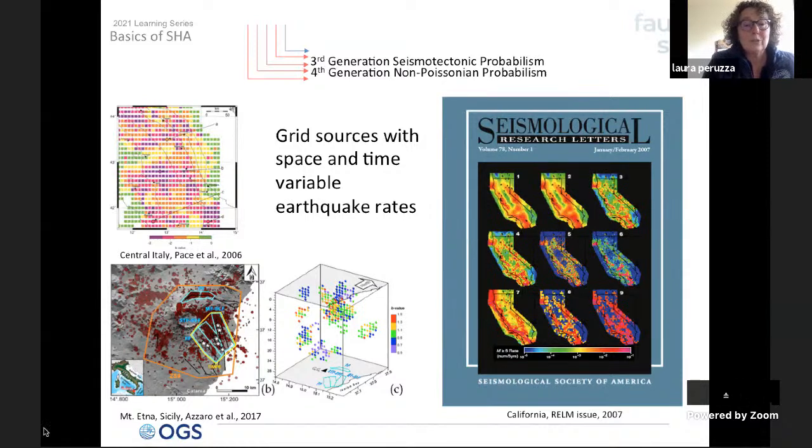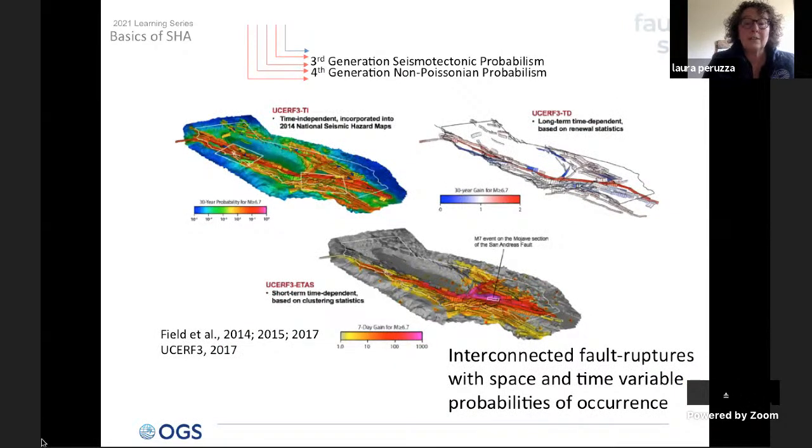For example, grid sources that have spatially variable earthquake rates to account for the situation at different scales. Two examples from Italy and a full issue for California. We can model interconnected fault ruptures that have variable probabilities of occurrence in space and in time. And this is the output of the UCERF3 model for California, where the traditional time-independent model can be accompanied by time-dependent models or models depending on clustering statistics.